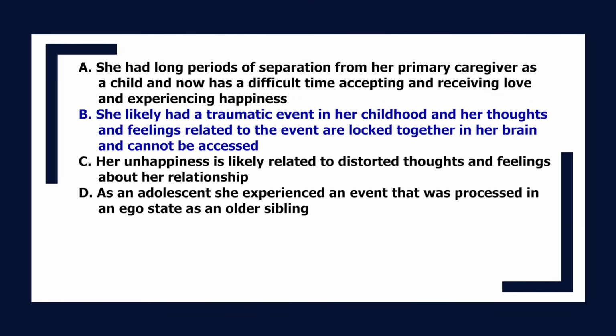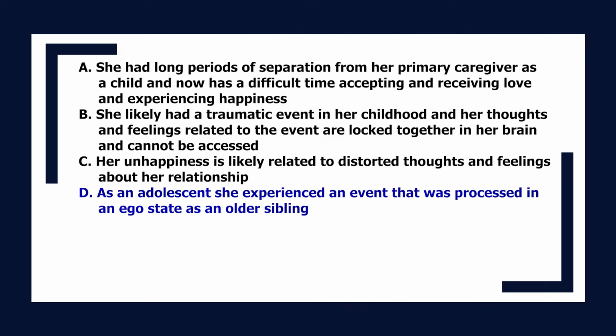B. She likely had a traumatic event in her childhood and her thoughts and feelings related to the event are locked together in her brain and cannot be accessed. C. Her unhappiness is likely related to distorted thoughts and feelings about her relationship. D. As an adolescent, she experienced an event that was processed in an ego state as an older sibling.